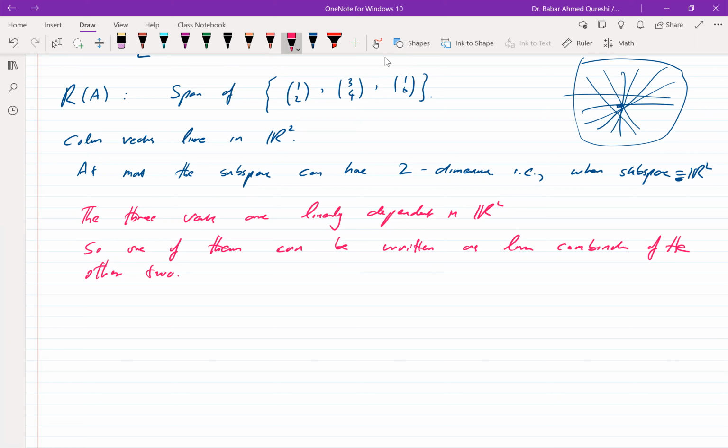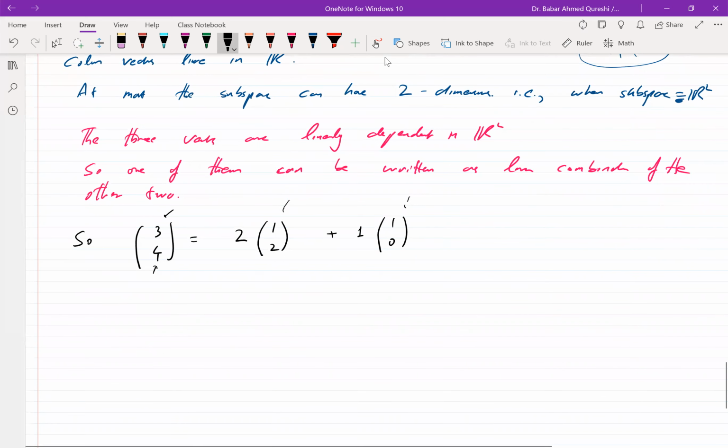So for example, I can write this vector (3, 4) as a linear combination of these. I have to make a 4 here. The only possibility is, because there's a 0 here, I have to multiply the first vector with a 2. And then to get a 3 here, I have to multiply this one with a 1. So this linear combination gives me this vector. So I can eliminate it and only work with these two. But I should check if these two are linearly independent or not, because if they are not, then I can again eliminate.